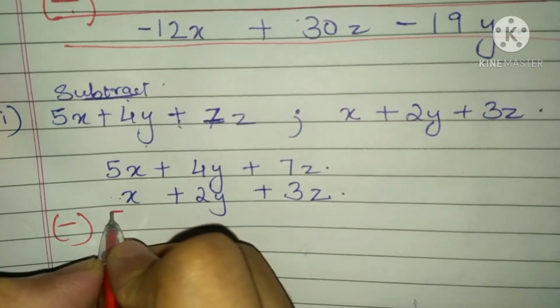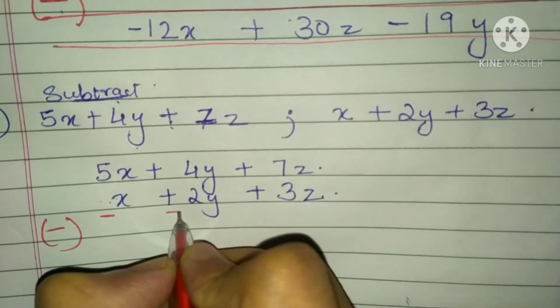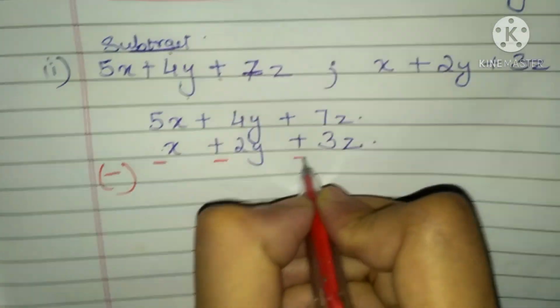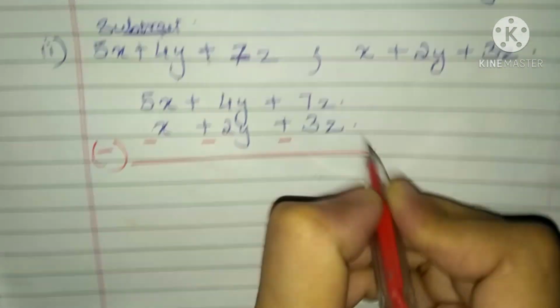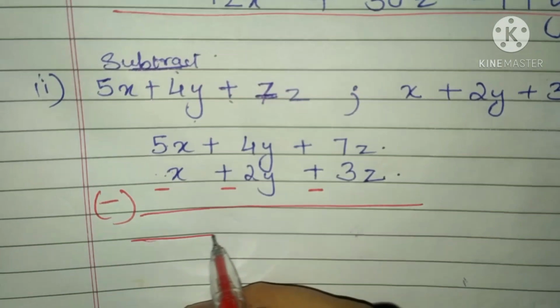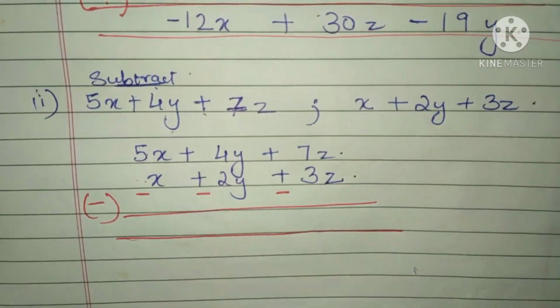So subtraction, what does it do? It changes the sign of the second expression. So plus will become minus, plus will become minus. Second expression, not the first expression. It will change the sign of the second expression.